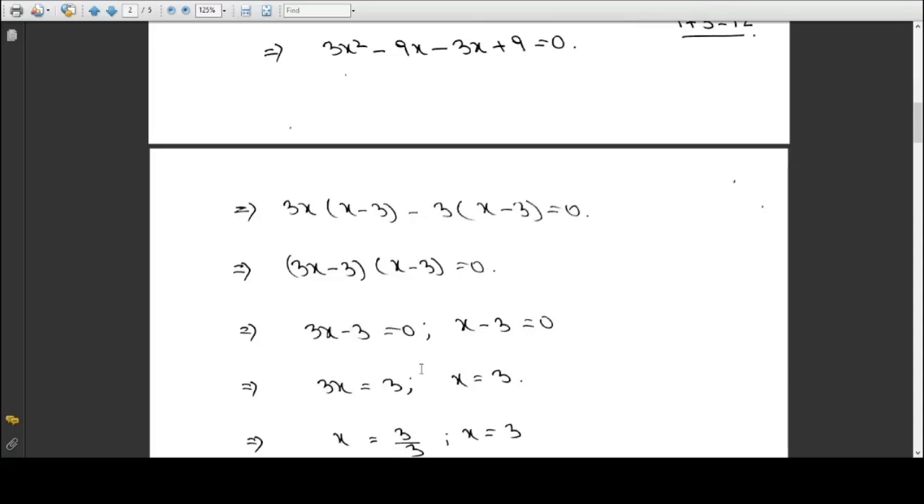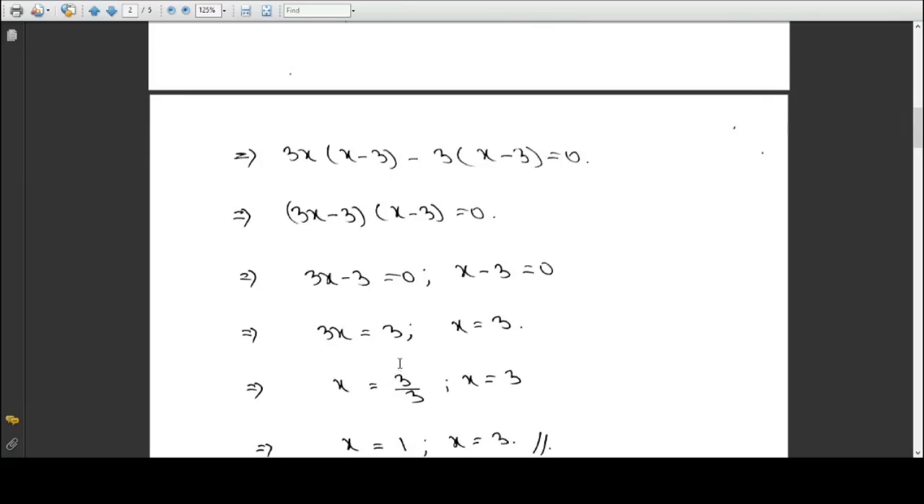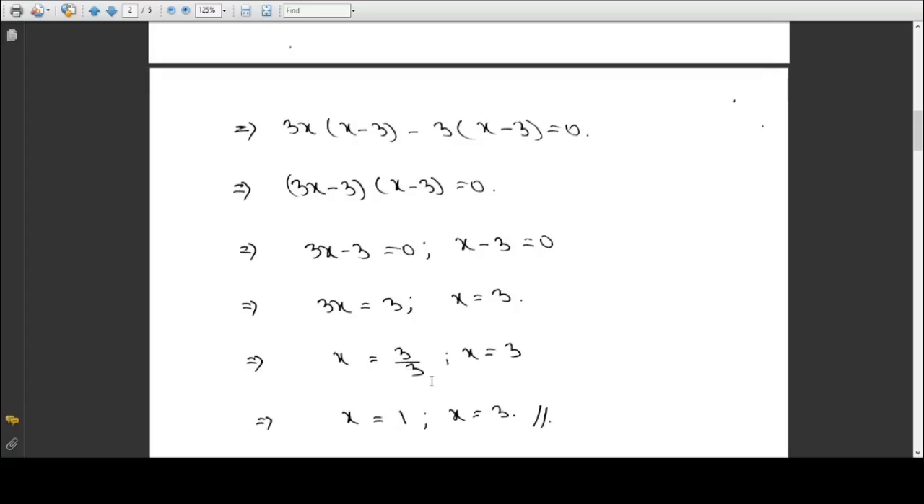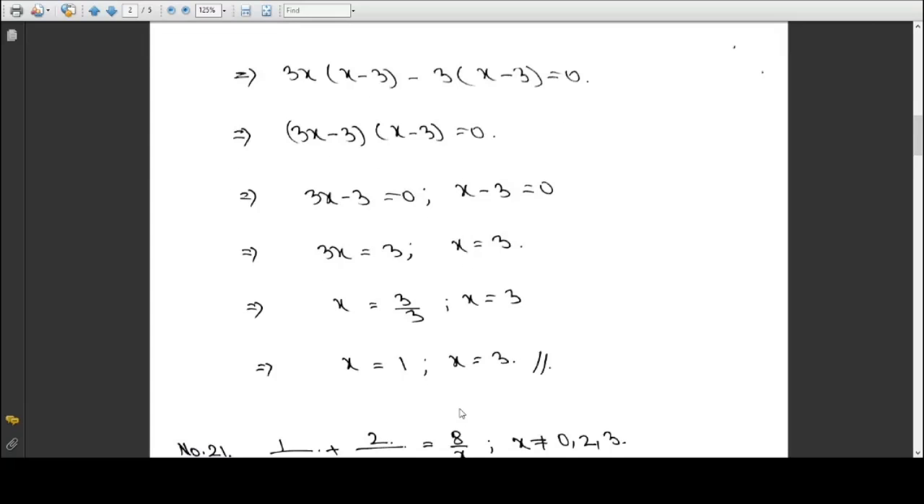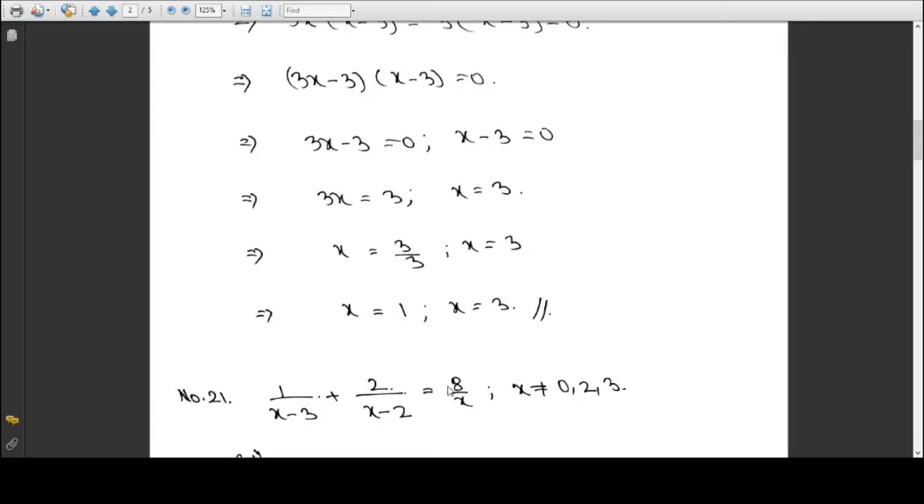3x, we take the right side, which will be 3, and x will again be 3. That gives us x equal to 3 divided by 3, so x equals 3 by 3. What is it? It is 1. x equals 1 and x equals 3. These two are the solutions for the given equation.